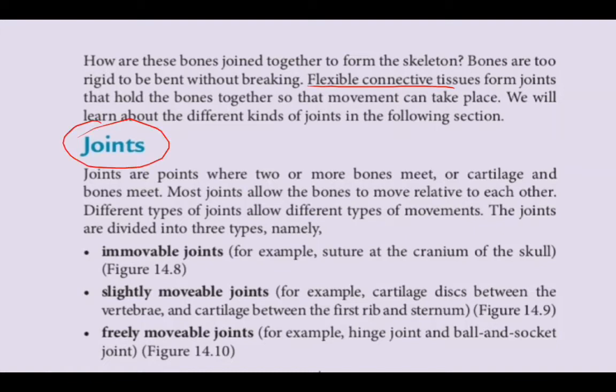Joints are points where two or more bones meet, or cartilage and bones meet. Most joints allow the bones to move relative to each other. Different types of joints allow different types of movement. The joints are divided into three types. Namely, the first one, immovable joints. Second one, slightly movable joints. And third one, freely movable joints.